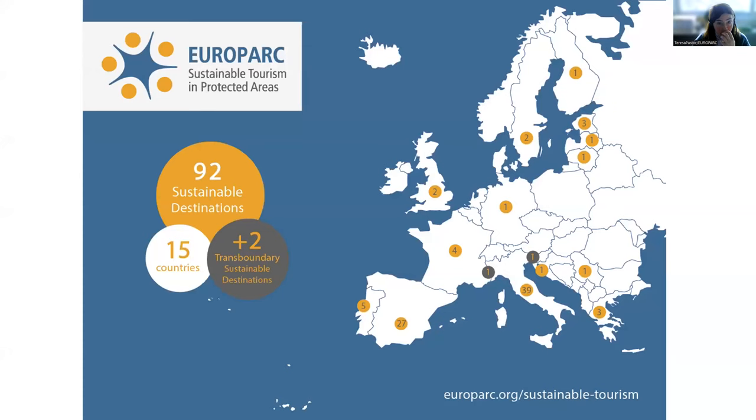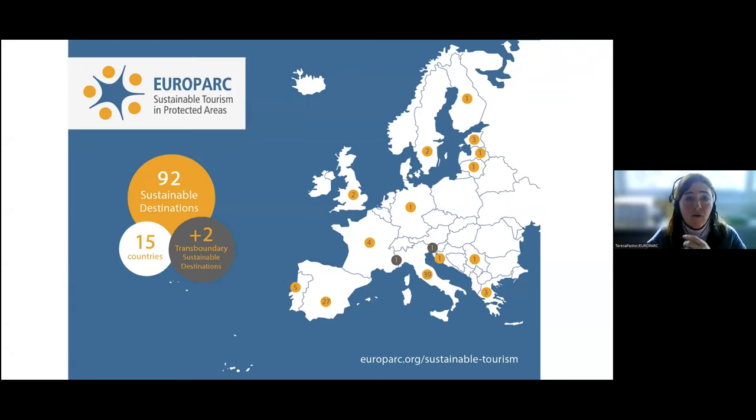We have developed several lines of work and programs. One of the best known and successful programs is the European Charter for Sustainable Tourism in Protected Areas. This is a management tool and a work system that helps protected areas to work in partnership with the territory and all stakeholders, including tourist business and travel operators, in organizing tourism in a sustainable and responsible way in the protected area and the surroundings. We have currently 92 parks that have been awarded with this award from across 15 countries.